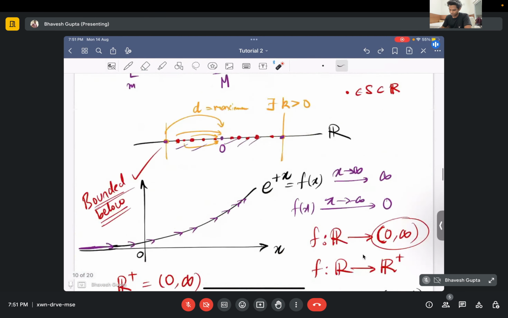So you can see this. Over here, I have this real line, right? In this real line, I have basically marked out my closed interval.